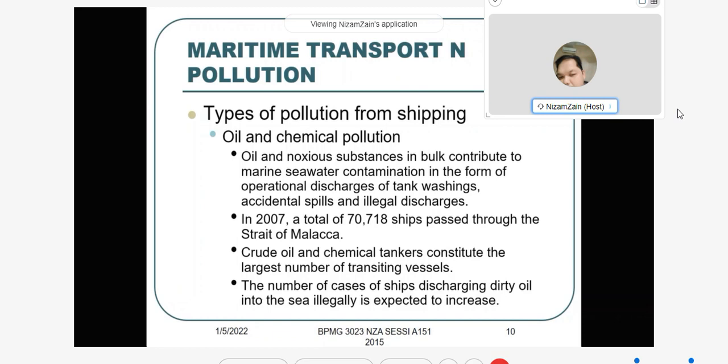And other than illegal liquid discharges, like engine oil and other oils, other than the bunker, this is purposely done. There is also solid waste. Solid waste is the waste related to the use of food items, whatever you cook, or waste food that is not finished. You have a surplus of waste food, right?